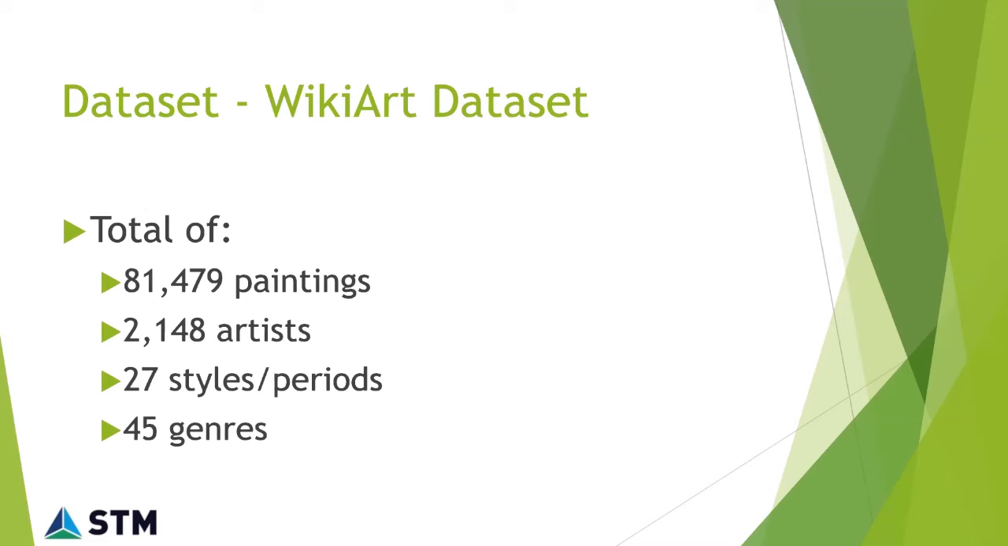I will talk a bit about the dataset. Its name is the WikiArt dataset. The dataset contains more than 81,000 paintings by up to 2,148 artists. The paintings are categorized into 27 styles or periods, and also into 45 genres, such as religious paintings or still lifes and so on. For the context of this work, we did not use the genres, as you may guess. This data set was created for the paper published by Salah and Elgammal in 2015, and the WikiArt website was used to collect these paintings and label them.